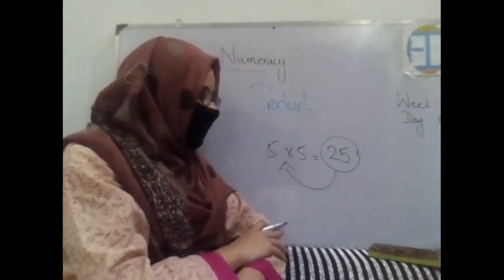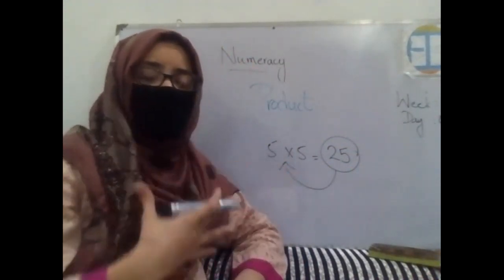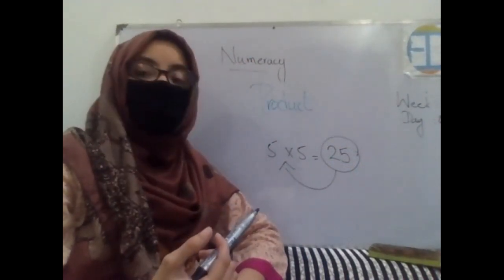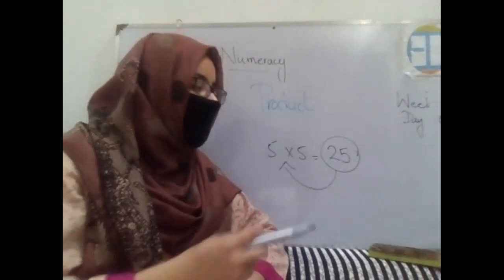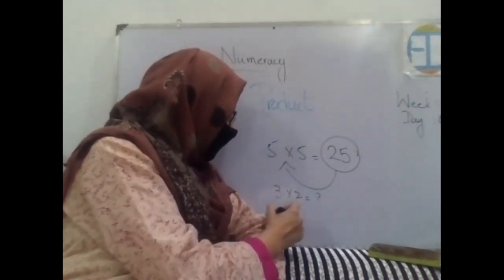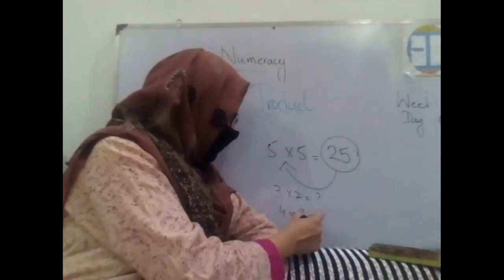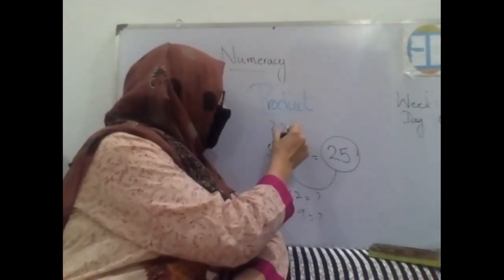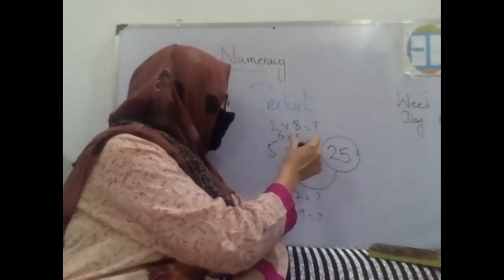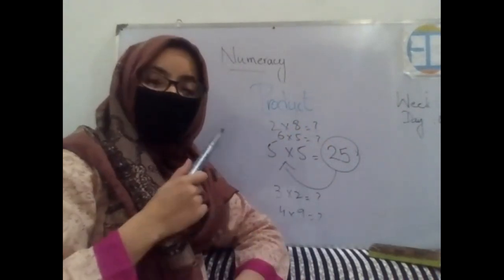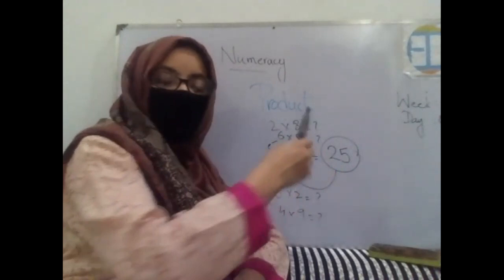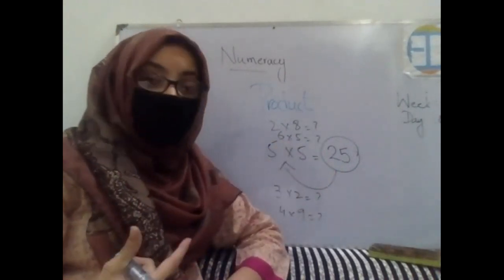Got it? Similarly, I might give you a question like this, that please find the products of the following, right? And then I'll give you some questions like what is 3 times 2, what is 4 times 9, what is 2 times 8, what is 6 times 5, and I'll ask you to please find the products of the following. This means that you are supposed to multiply these two numbers and then tell me the answer. That would be the product.